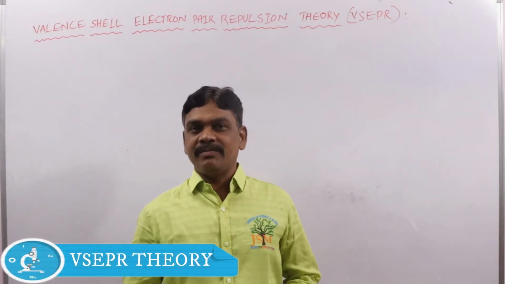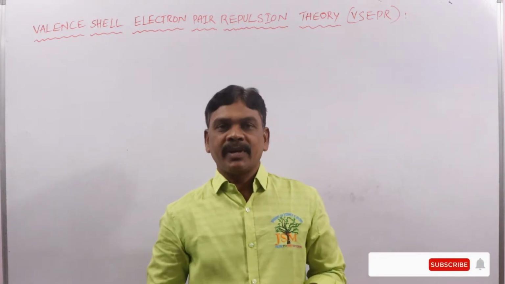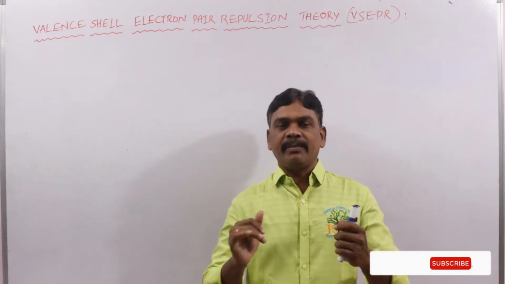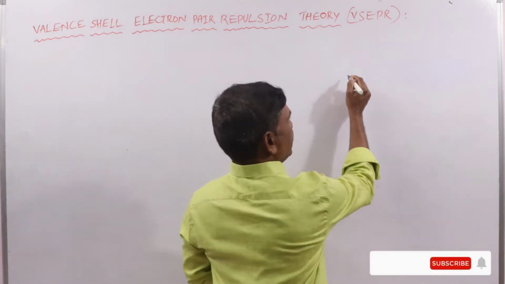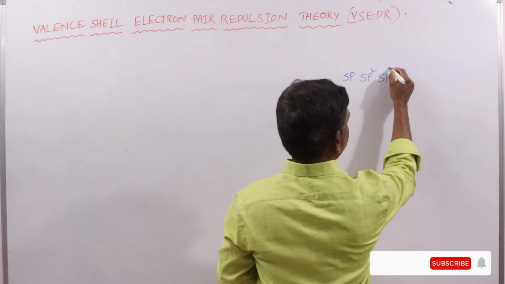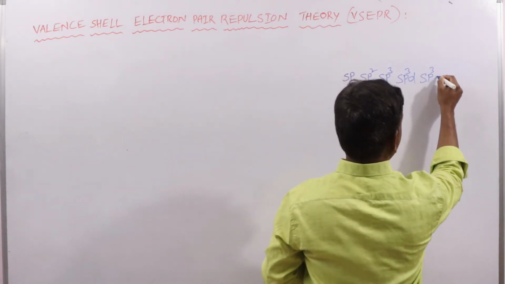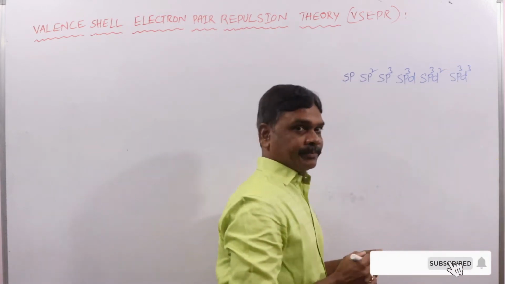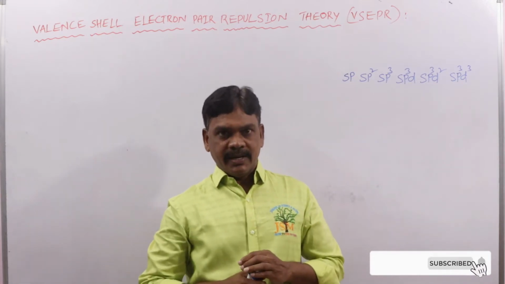Students, welcome to JSM. In previous videos, I have explained what is hybridization, formation of hybrid orbitals, and different types of hybridizations. They are sp hybridization, sp2 hybridization, sp3, sp3d, sp3d2, sp3d3 hybridizations.